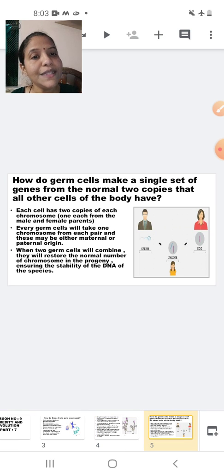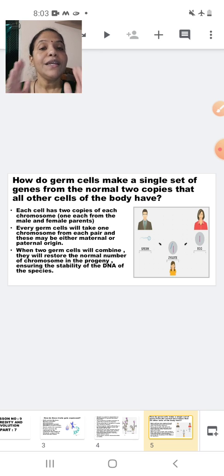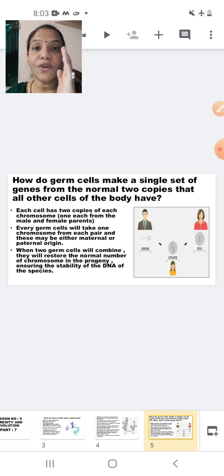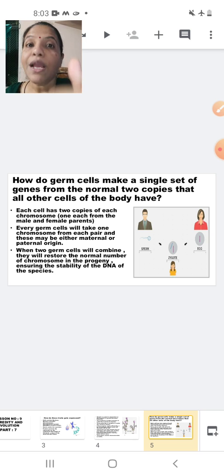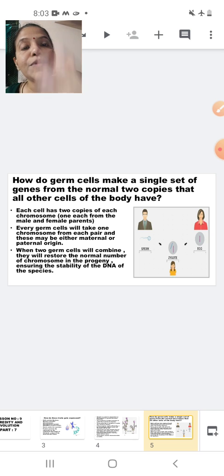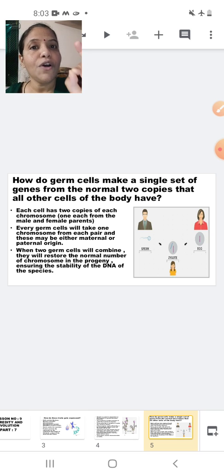How do germ cells make a single set of genes from the normal 2 copies that all other cells of the body have? So that means a human being has 46 chromosomes, or the other way of telling 46 chromosomes is 23 pairs. But at the time of production of sperm and ovum, the number is reduced to half. It becomes 23, and it becomes 23 because of a cell division called meiosis.